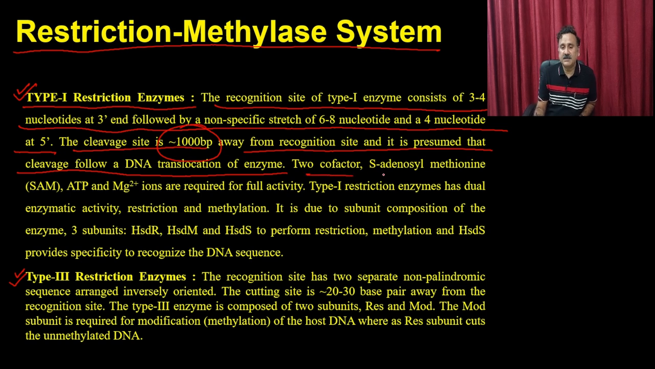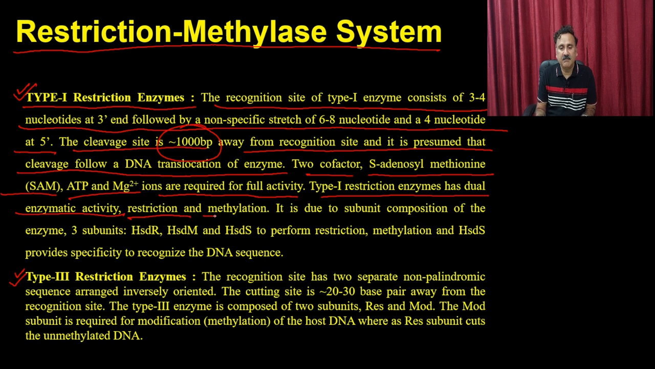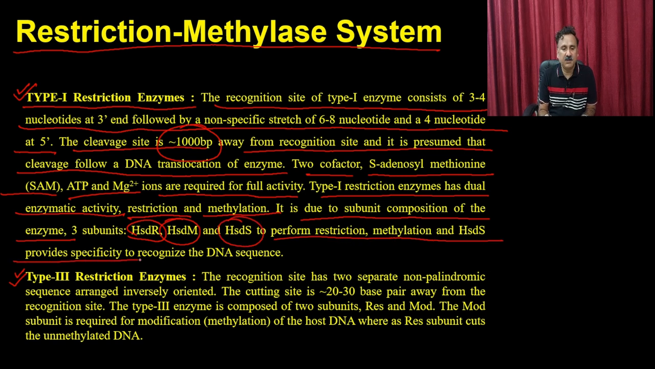Two cofactors, S-adenosylmethionine (SAM), ATP, and magnesium are required for the full activity of the type 1 enzyme. Type 1 restriction enzyme has dual enzymatic activity, that means it has both restriction activity and methylation activity. This is due to the subunit composition of the enzyme, with 3 subunits, HsdR, HsdM and HsdS, to perform restriction and methylation, and HsdS provides the specificity for recognizing a DNA sequence.